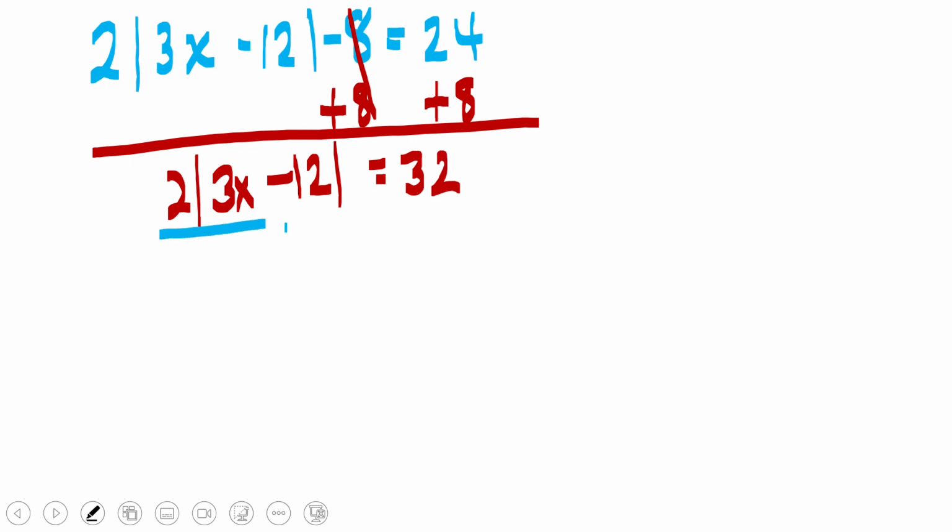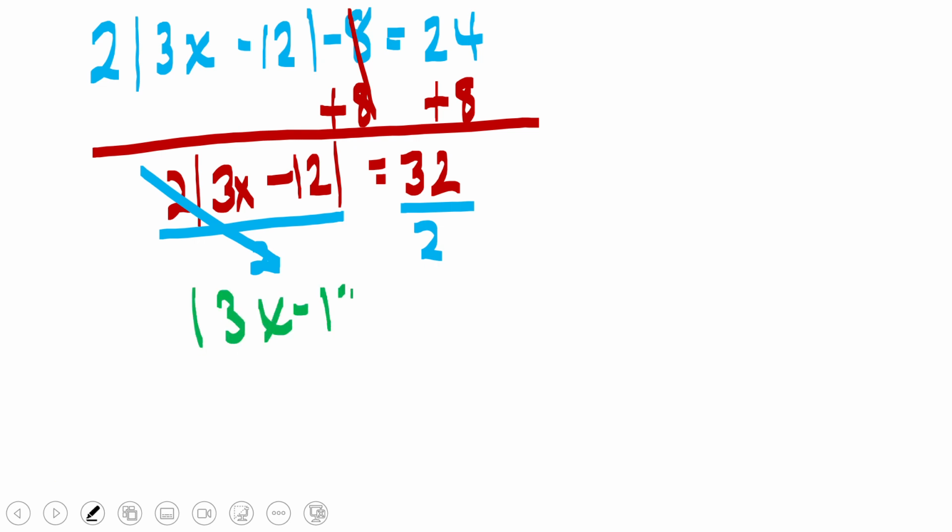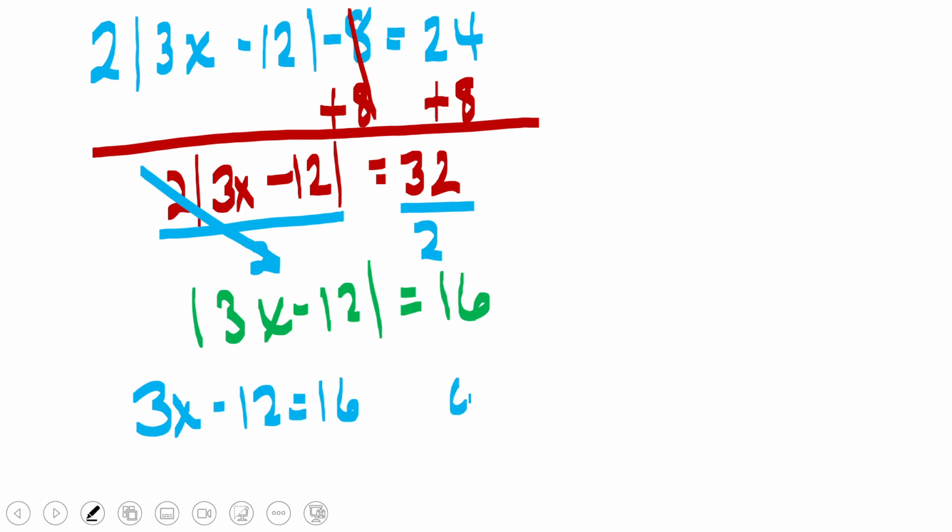Help yourself out and just divide by 2 instead of doing the distributive property here, so you're able to see that. You're going to get the absolute value of 3x minus 12 on this side equals 16. So from here, you can find two equations if you drop the absolute value symbol. You're going to find the original 3x minus 12 equals 16, or 3x minus 12 equals -16.